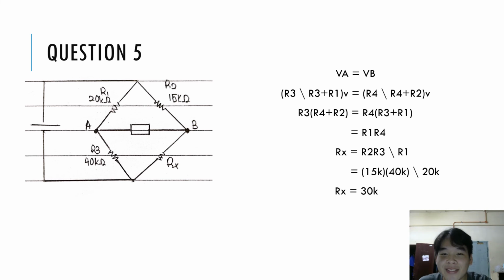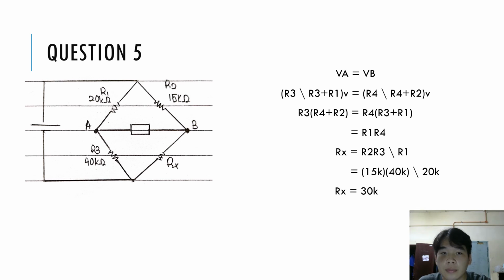and for VA, R3 multiplied by R4 plus R2, and for VB, R4 multiplied by R3 plus R1, and you get the answer for R1 and R4, which is, you will get the answer for Rx equal to R2 R3 over R1, which is 15k and 40k over 20k. You will get the answer for Rx is 30k.